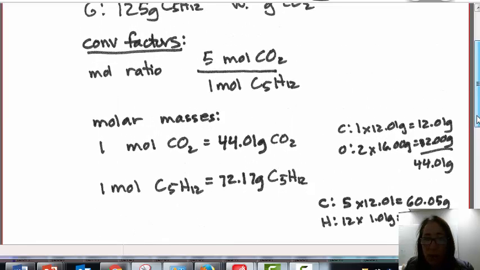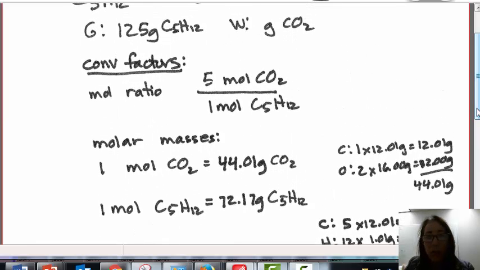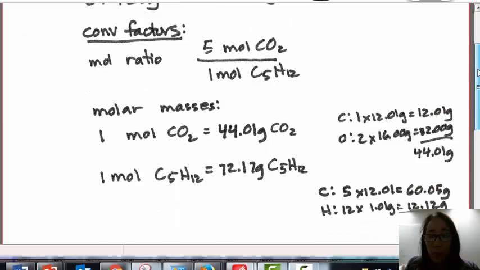Now, I'm about to do my railroad math. And before we do our railroad math, we always want to make sure we have 2 of every unit, including the given and the wanted. So I have grams of pentane, grams of pentane, grams of carbon dioxide, grams of carbon dioxide, moles of carbon dioxide, moles of carbon dioxide, moles of pentane, moles of pentane. I have 2 of every unit, which means I'm ready to do my railroad math.